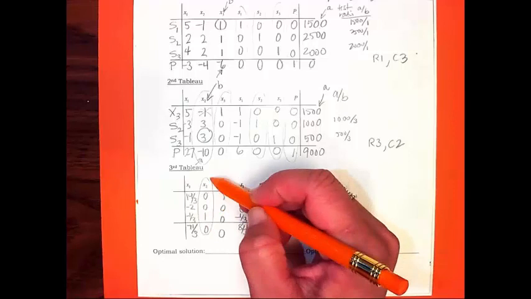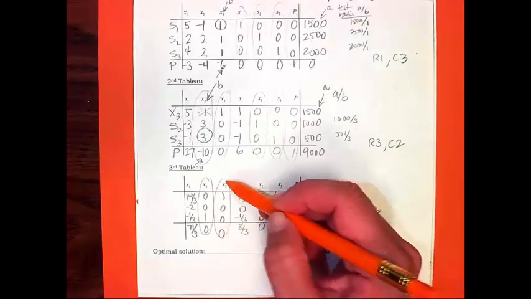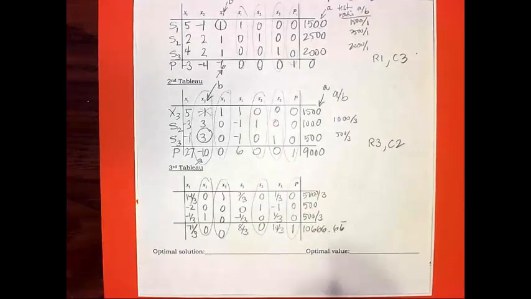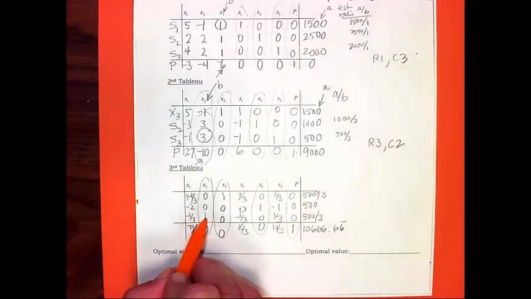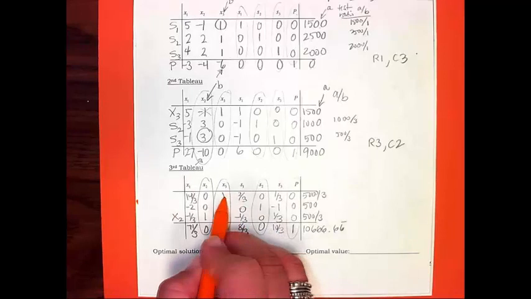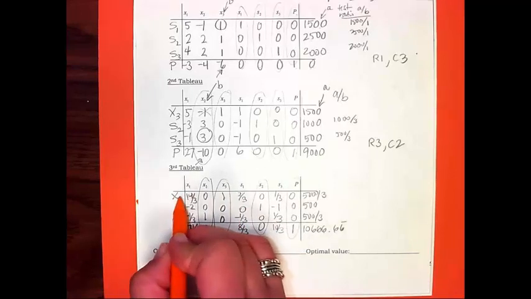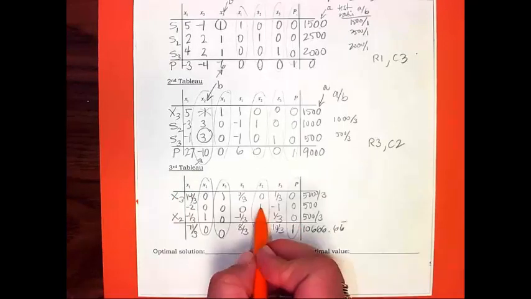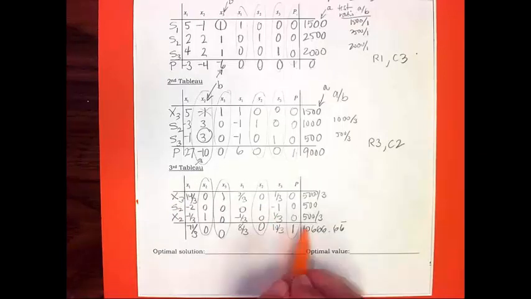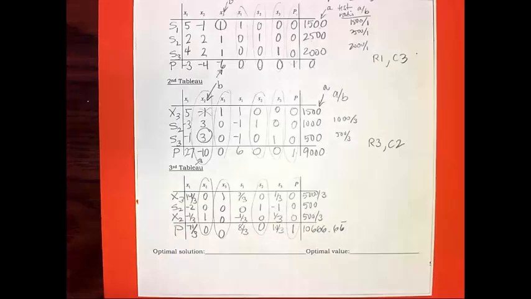So let's look at our active variables. Notice here we've got a unit column, a unit column, a unit column, a unit column. You don't have to circle those, but it helps some people. The 1 for X2 is in the 3rd row, so don't put X2 up here. It needs to go where that 1 is. The X3 has a 1 here in the 1st row. The S2 has a 1 in the 2nd row. And then, of course, P is always going to be down here at the bottom. It's where the 1 is.